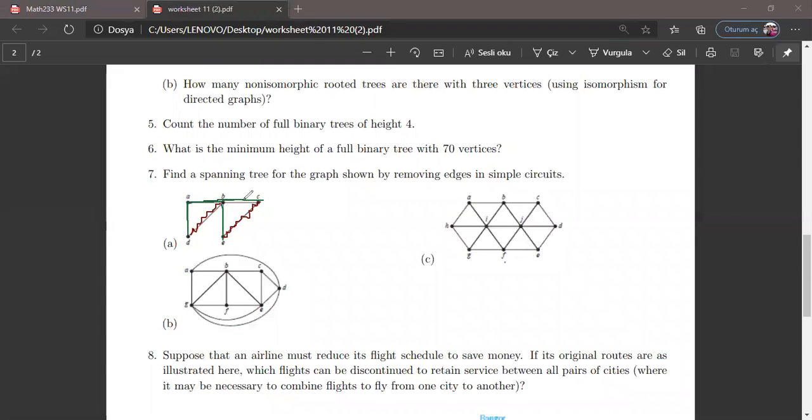This graph is connected, still connected, and it has no circuits, right? And it's contained in the exactly given graph. So it is a tree. So it's a spanning tree of this graph.